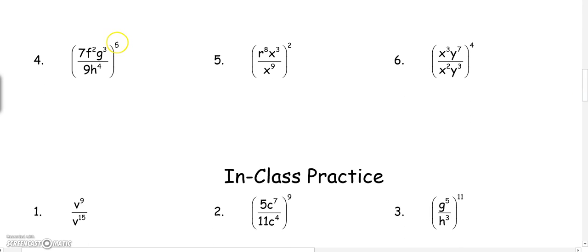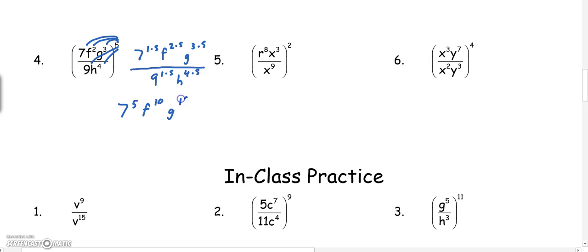Let's try that one more time. In number 4, we're going to distribute a 5 to everything. So we have 7 to the 1 times 5, f to the 2 times 5, g to the 3 times 5 in my numerator. In my denominator, I have 9 to the 1 times 5 and h to the 4 times 5. So I would end up with 7 to the 5th, f to the 10th, g to the 15th, 9 to the 5th, and h to the 20th. Since they're all different bases, there's nothing else I can do, and I would just leave my answer in the simplified form.